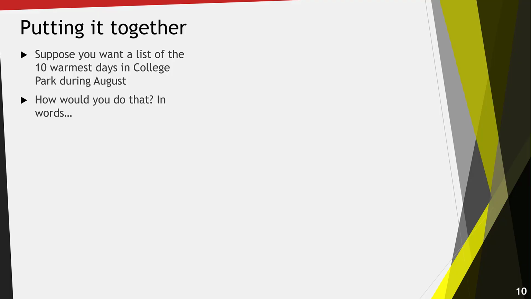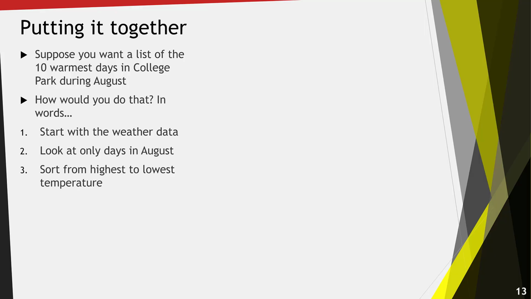So suppose that I wanted a list of the 10 warmest days in College Park during August. If you think about how you would do that, if you were just given the temperatures and dates for every day, how would you find the 10 warmest days? You'd start with your weather data. You'd look at only days in August. You'd sort those days in August from highest to lowest temperature, and you'd keep the first 10. Those would be the 10 warmest days in College Park in August.